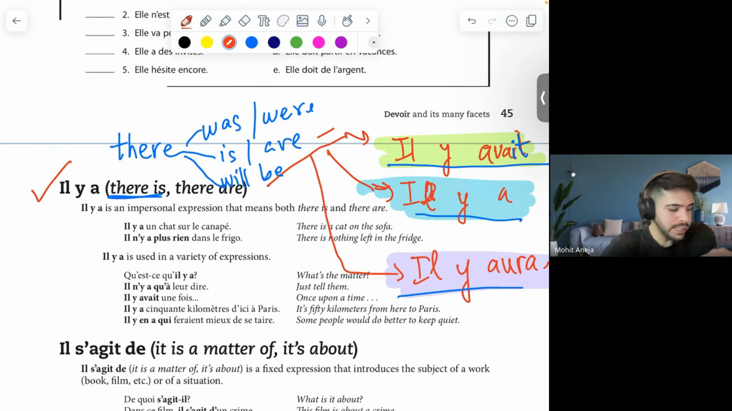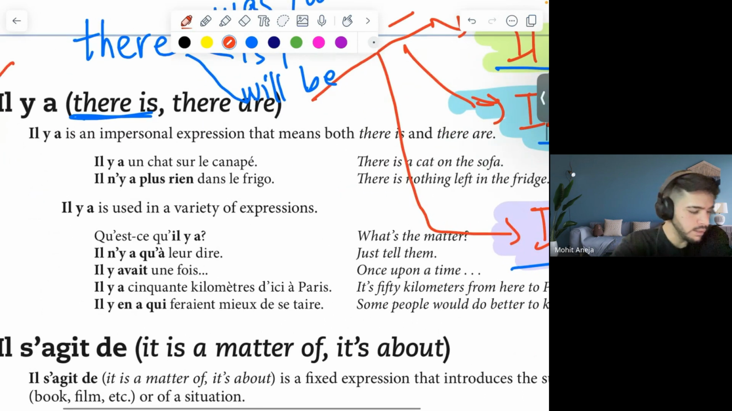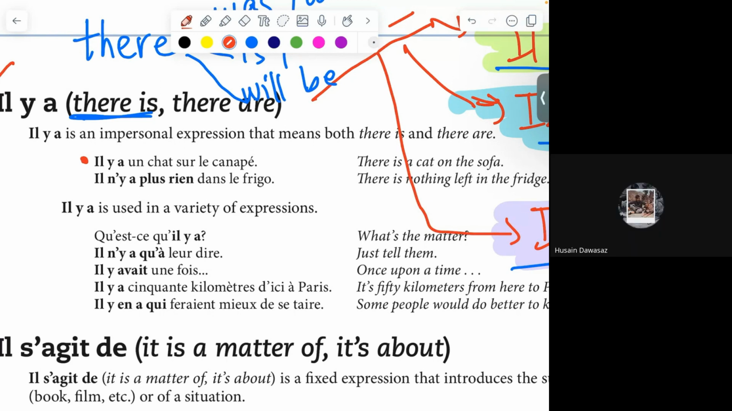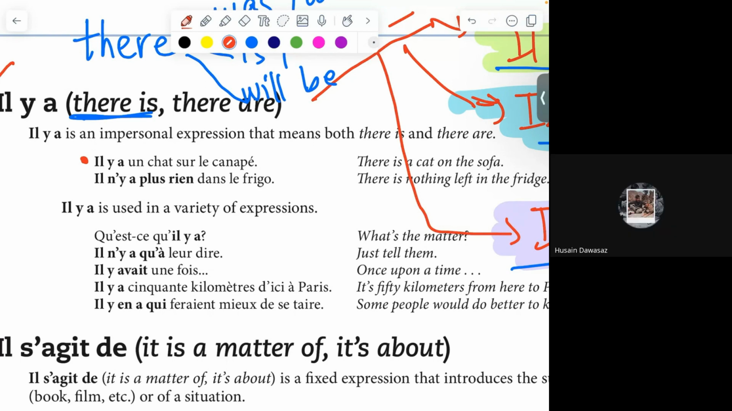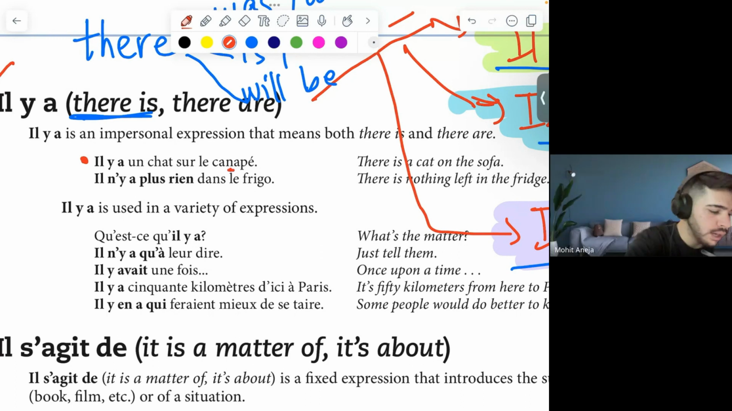Okay. So let's read the examples here जो दी हुई हैं. यहाँ पे they've actually used il y avait as well, il y avait une fois. Let's read the first example यहाँ पे. Hussein, can you read this for me? Il y a un chat sur le canapé. See, after campagne, if there is a vowel, you don't have to pronounce it as a nasal sound.